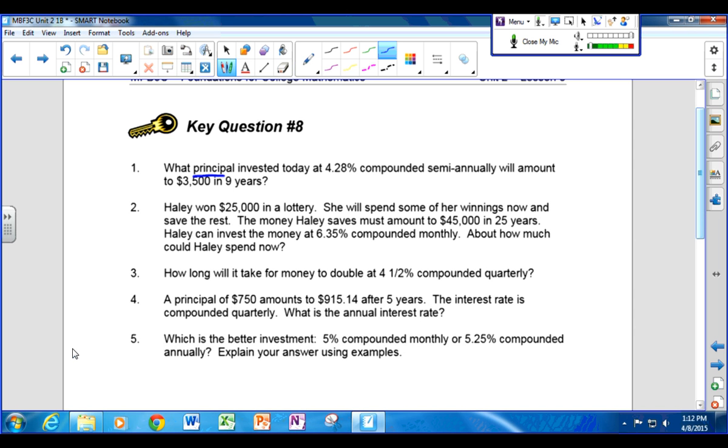So what principal? You're looking for a P invested today at 4.28%, compounded semi-annually. That's 2 per year. This is all about understanding the question. It will amount to $3,509 in 9 years. Now, let's say you're on the exam and you have absolutely no idea how to solve that problem. As long as you can identify the principal and the amount, you're already part of the way to solving the problem.